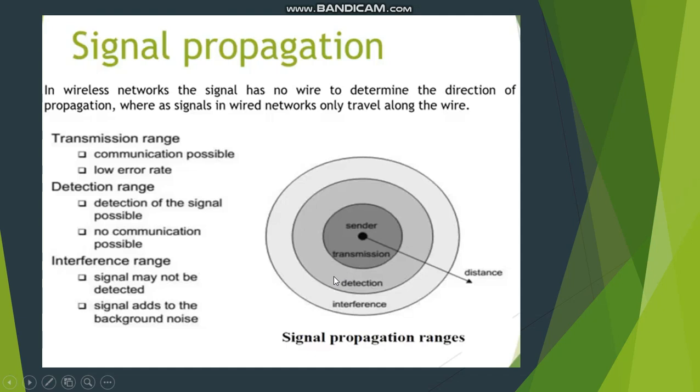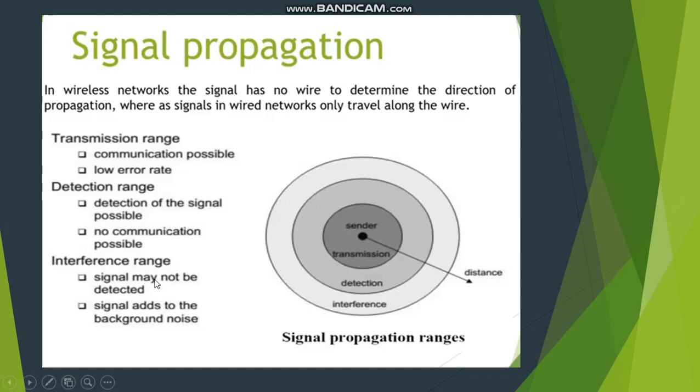Detection range is where you detect that a signal is coming, that a radio signal is active, but the communication is not possible, maybe because it is not able to reach fully, or maybe because it is not as clear as in the transmission range.